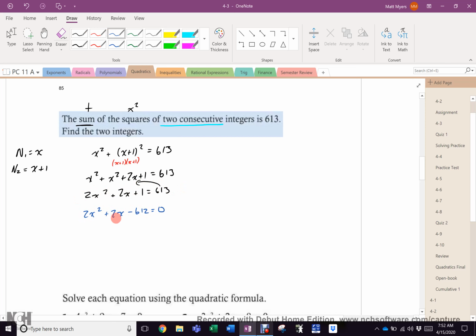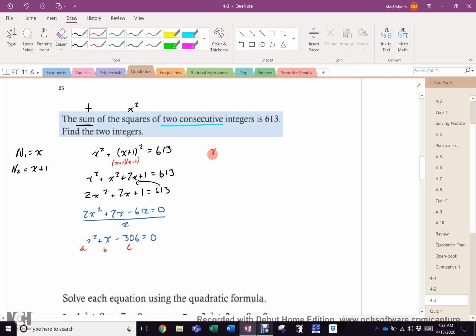Divide by 2: x squared plus x minus 306 equals 0. Now, do I have an A, B, and C? Of course I do. I'm going to pause, let you start on it. All right, we're back. A, B, C.